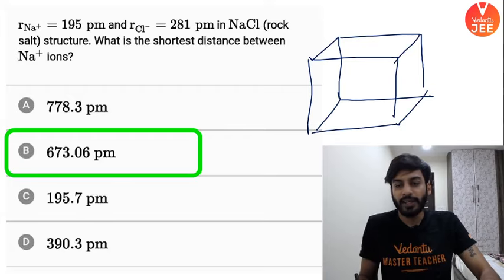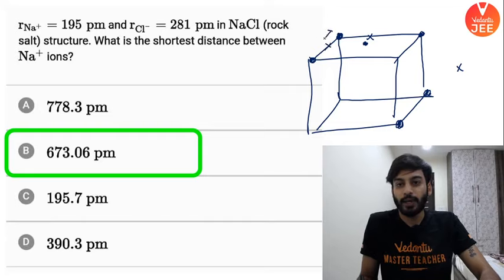Very simple, very easy. Cl minus is present here at the corner, and at the faces also, right? I'm just representing here. It is present at the corner and the faces, right? Whereas Na plus, let's discuss Na plus. Let's show Na plus by a cross. Na plus is present at the edge length.